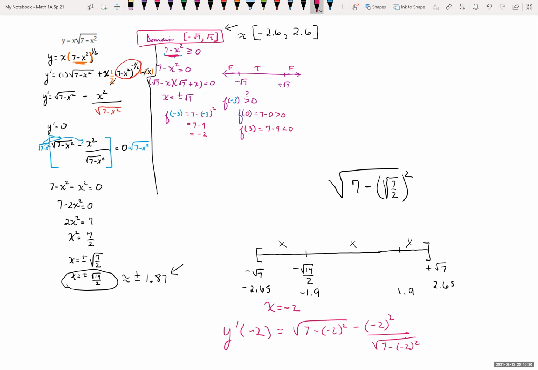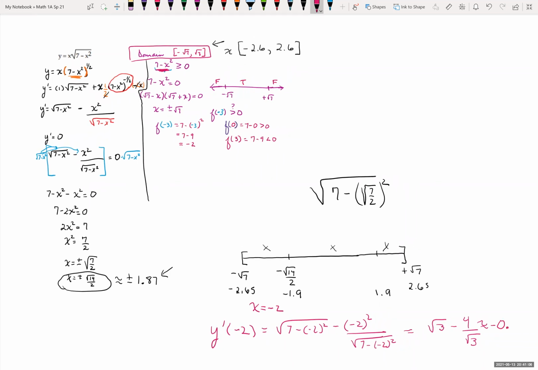Negative 2 squared is 4. And then that's going to be 7 minus 4 underneath the radical. So that's root 3. Minus negative 2 squared, which is 4, all over root 3. So square root of 3 minus 4 divided by the square root of 3 is approximately negative 0.58. Really, I just care that this is less than 0. So it tells me that it's decreasing in here.